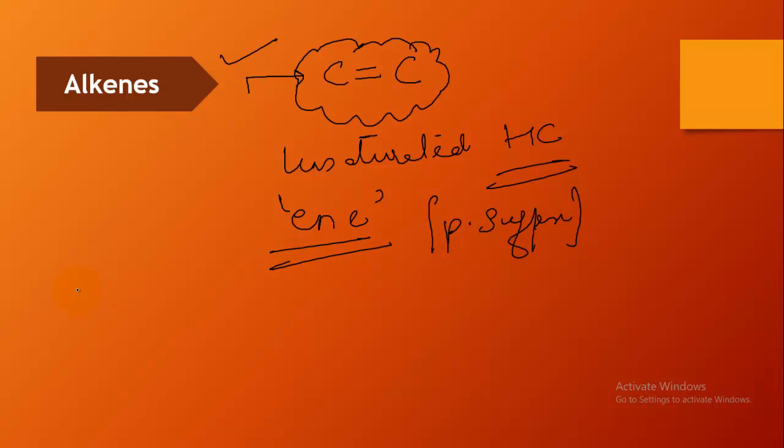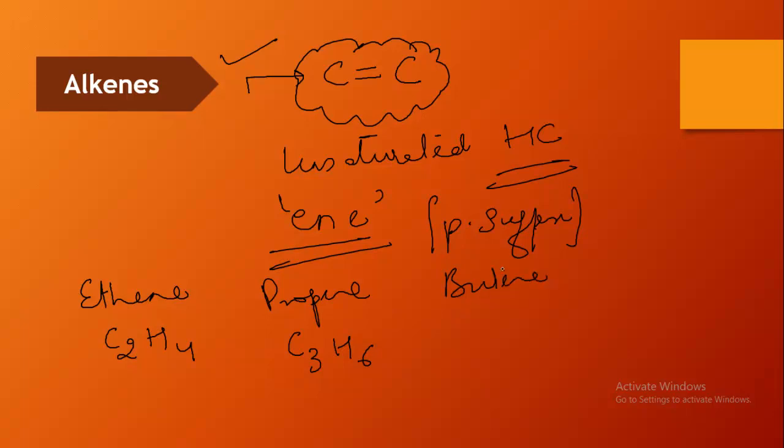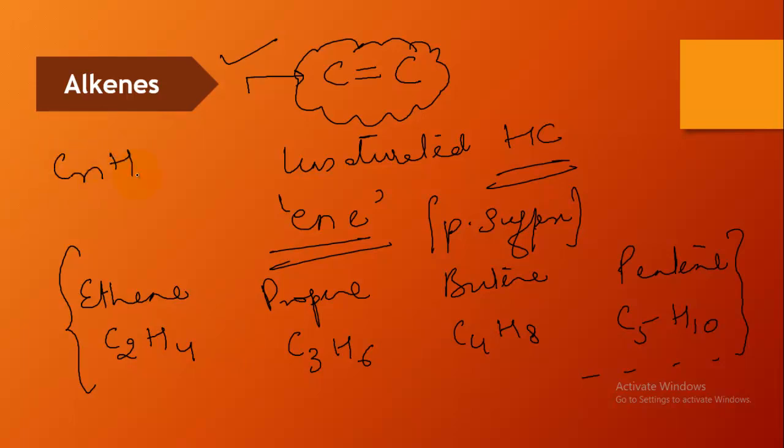And similarly, we can make members also. Like the first member, we start with eth, right? So it is ethene. What is the formula for it? Ethene is C2H4. Another member is propene, and the formula is C3H6. The next member is butene. The formula is C4H8. Another member is pentene, and the formula is C5H10, and so on. So likewise, we can make different members for alkenes. I think you got it. And if we talk about the general formula, it is CnH2n. So this is the basic introduction to alkenes.